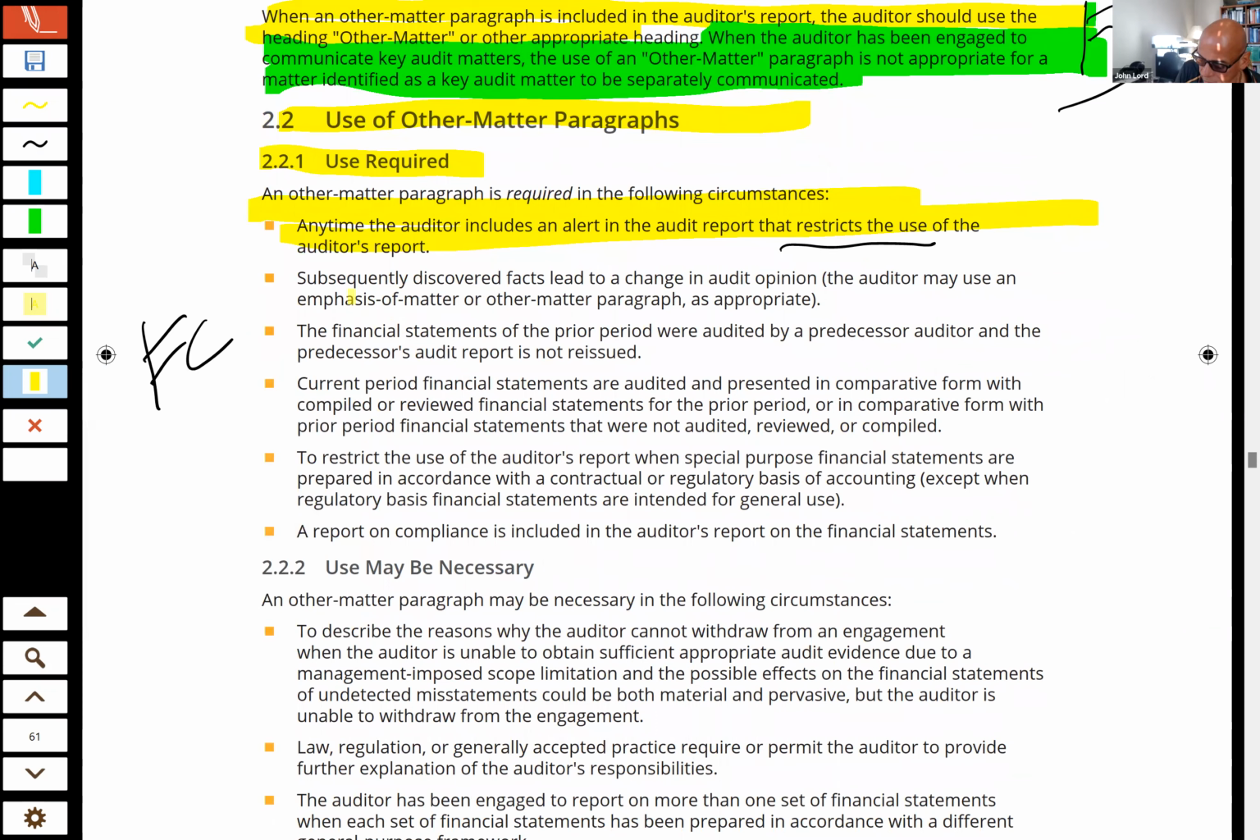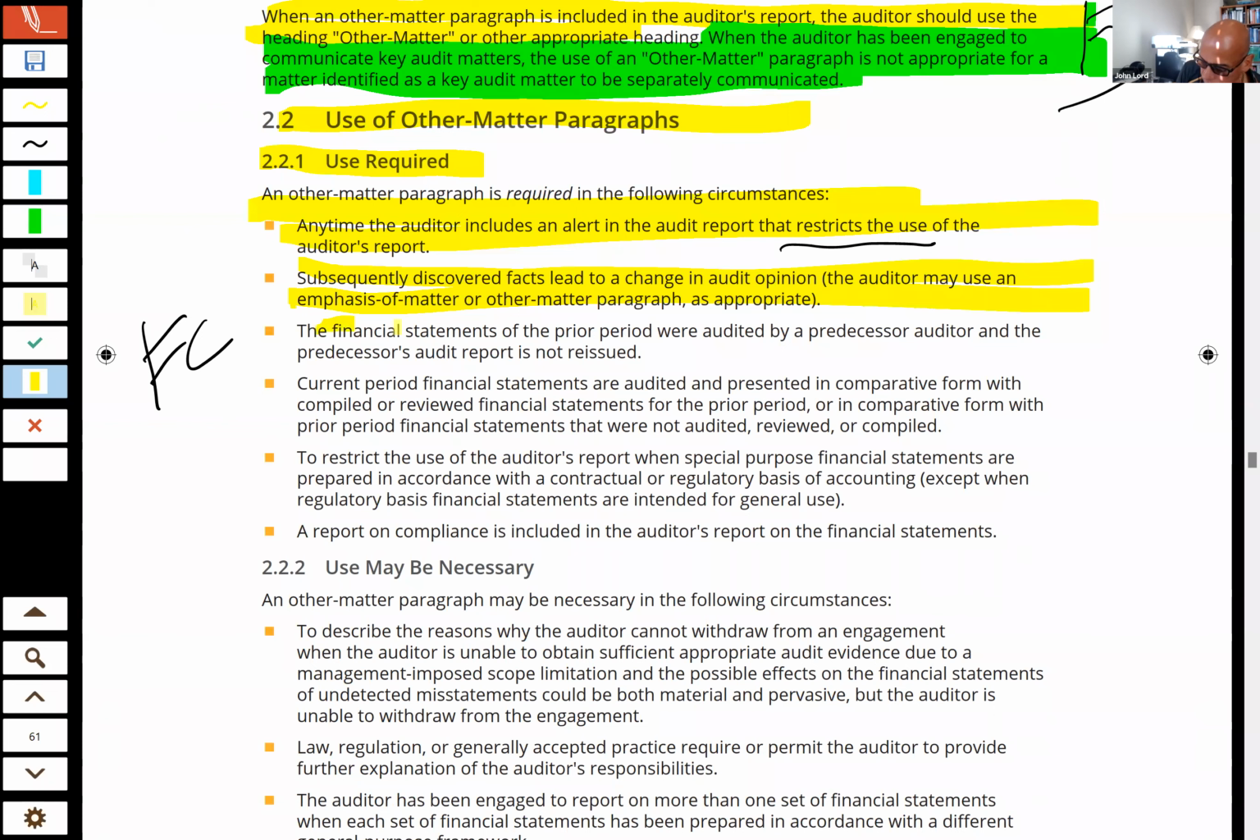Subsequently discovered fact leads to a change in the auditor's opinion. Again, it depends on whether that is something that has been disclosed in the financial statements. If it has, then we would use emphasis of matter. If it hasn't been disclosed, then we would use other matters paragraph. That's the real only distinction between those subsequently discovered fact issues.